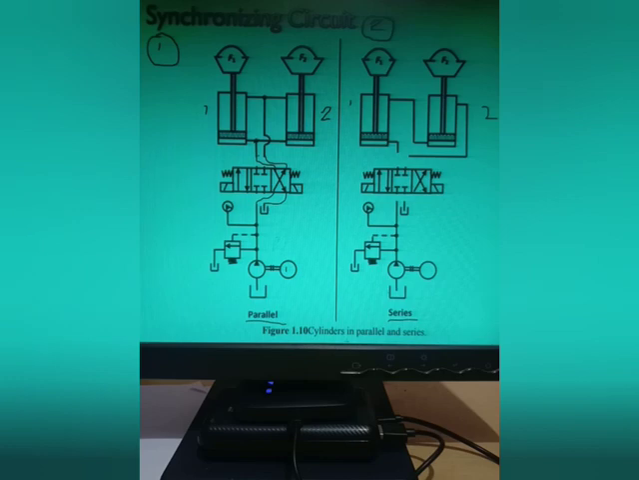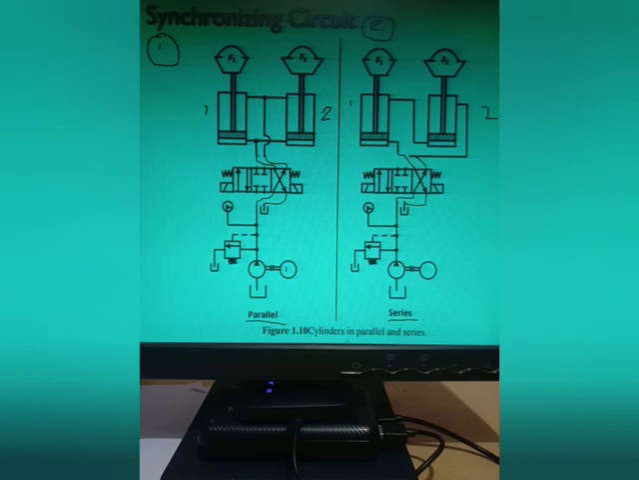When the direction control valve moves here, P will be connected to this end. So this end will be connected to the pump, and this end will be connected to the reservoir. This end will be connected to actuator number 1, and this end will be connected to actuator number 2. Are you getting me? Right? So what will happen?